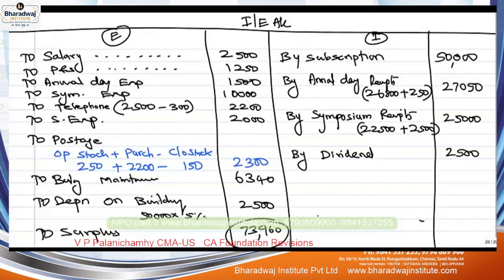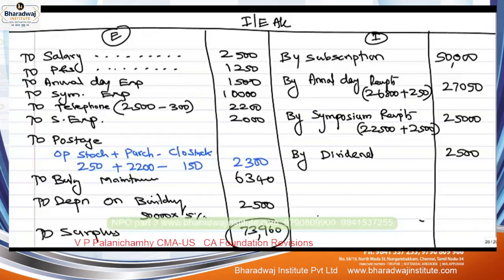Okay. Here, maybe by not reading the problem properly, in the subscription income there is a chance of mistake. In the direct 52,500, students take that. Because the number of members is given, we have to take 200 members into 250. That is the income for the year. Annual receipts we received this much, but accrued is this much. Add both. Symposium receipts also, then dividend income.